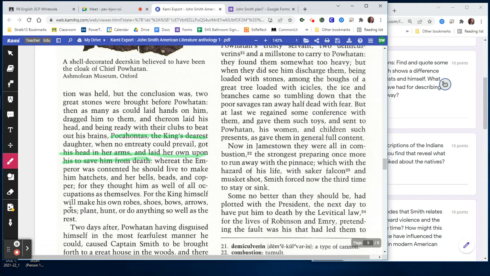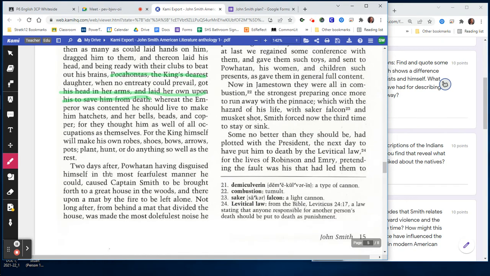For the king himself will make his own robes, shoes, bows, arrows, pots, plant, hunt, or do anything so well as the rest. 2 days after, Powhatan having disguised himself in the most fearfulest manner he could, caused Captain Smith to be brought forth to a great house in the woods, and there upon a mat by the fire to be left alone.